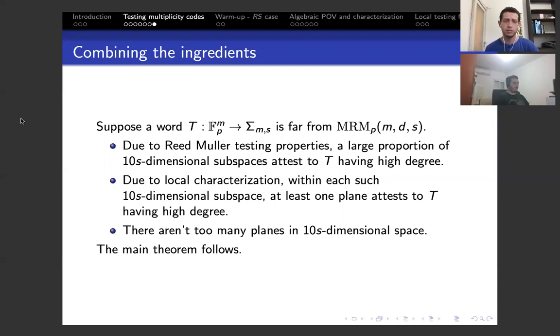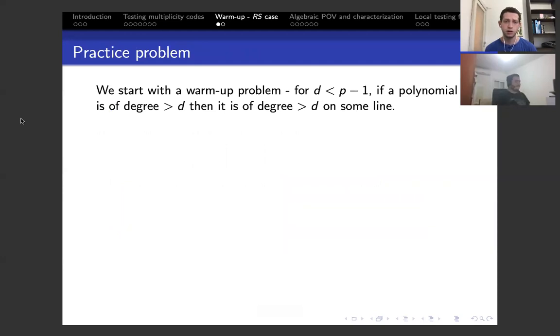Okay, let's talk a bit about the proof technique. We'll start with the warm-up case. So let's look at the line test for Reed-Muller codes and show that it is a good local characterization when the degree is smaller than p minus 1. So we have this parameter d, and we have a polynomial of degree larger than d. We want to show that at least one line tells us that its degree is larger than d.